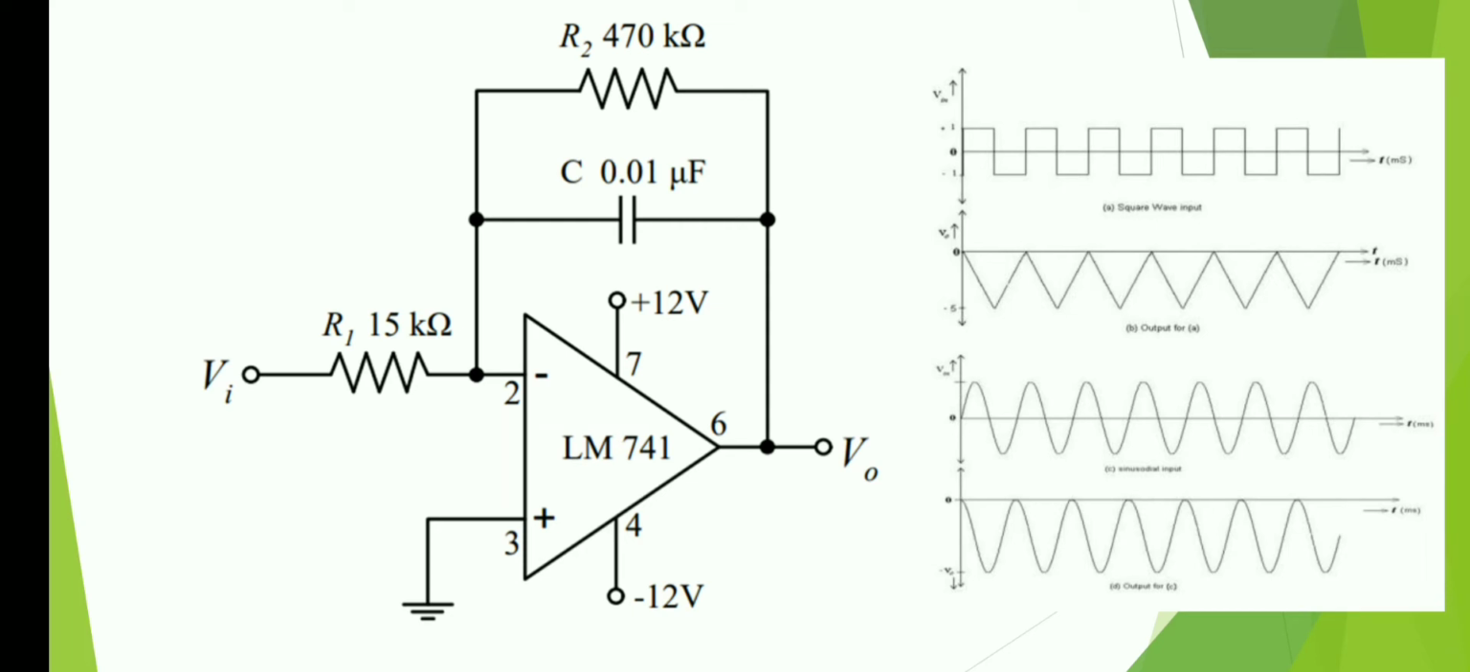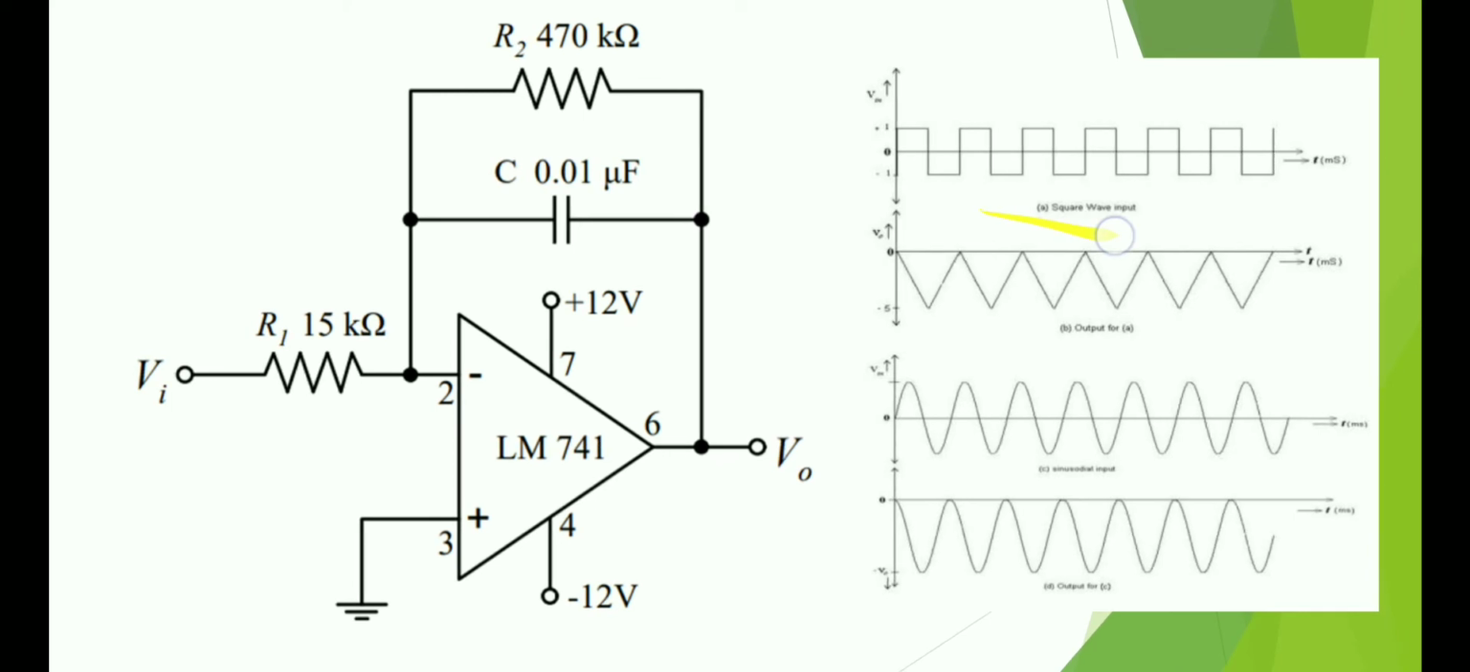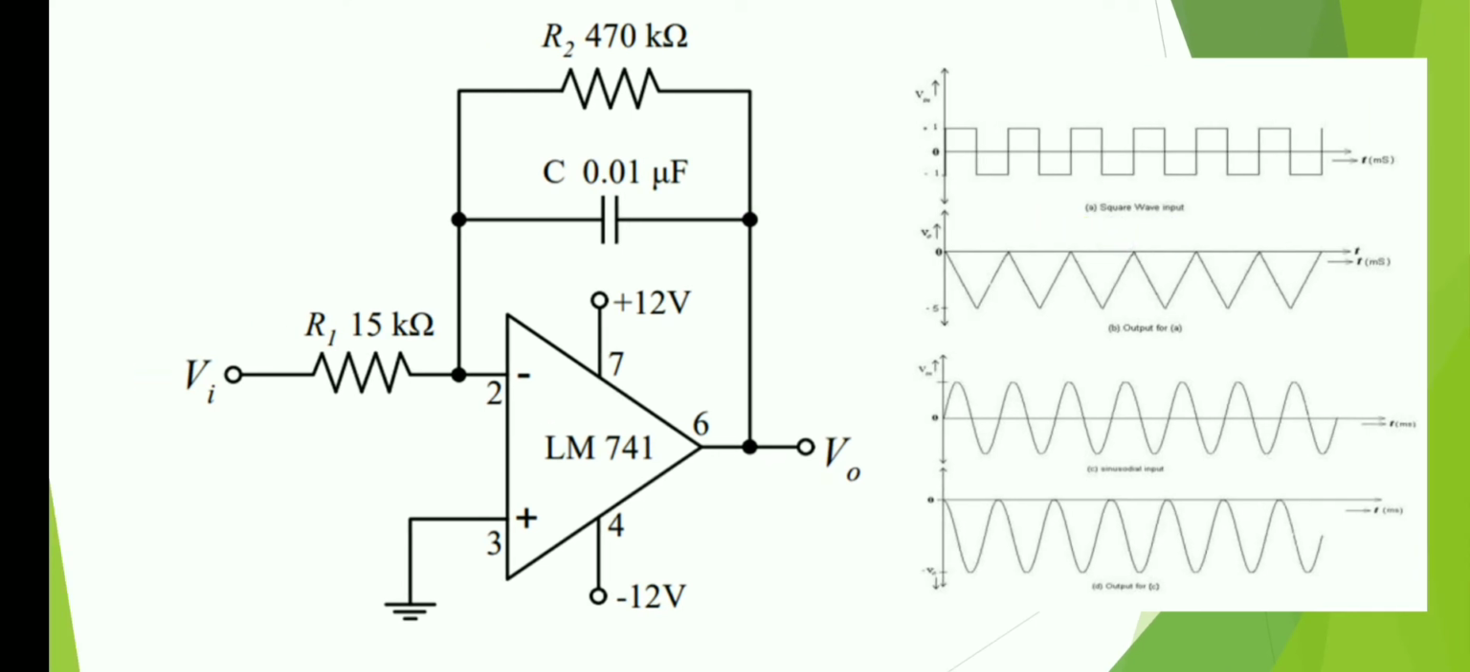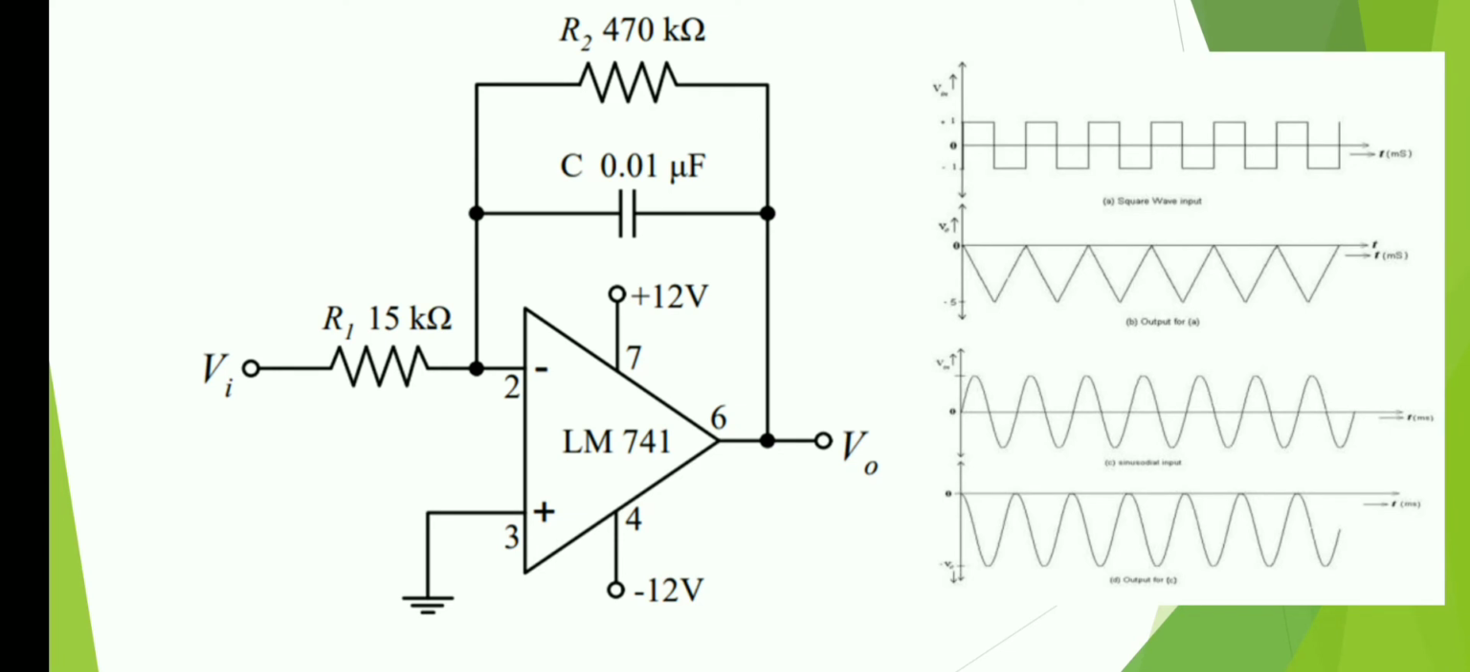If we provide a square wave input, then the output is triangular, and if the input is a sine wave, the output is a cosine wave. These are the input and output waveforms for the integrator.